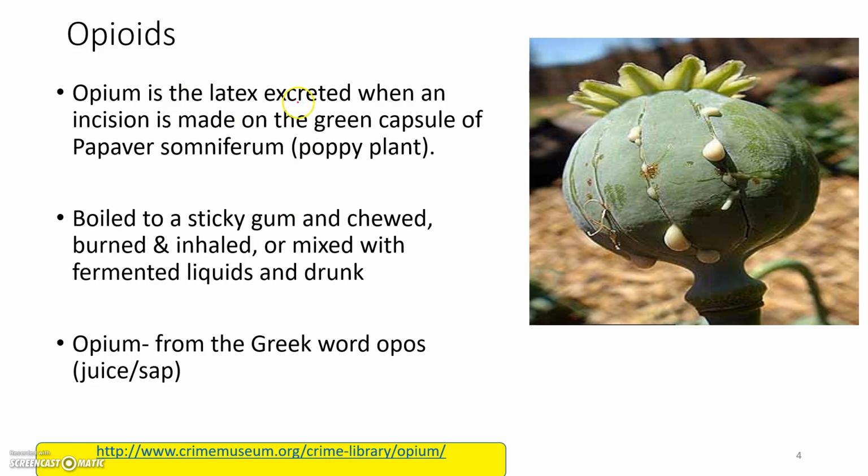So opioids. Opium is the latex that is excreted when an incision is made on the green capsule of the poppy plant. This is a picture of a poppy plant, just in case you have not seen a poppy plant before. It's usually boiled to a sticky gum and chewed. It can be burned and inhaled, or you can also mix it with fermented liquids and then drink it. Opium is from the Greek word opos, which refers to juice or sap.